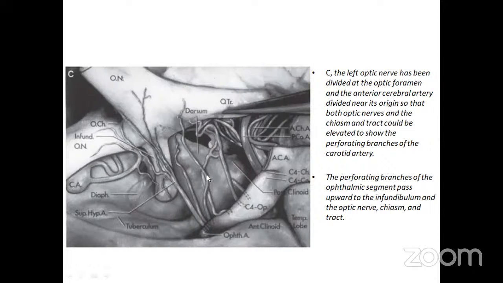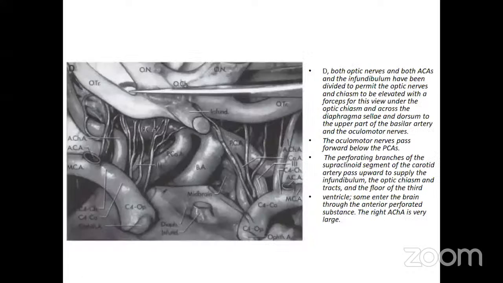The perforating branches of the ophthalmic segment, as we can see here, go upward to the infundibulum, the optic nerve, chiasm, and tract. These are the perforating branches. This is the optic nerve, optic chiasm, optic tracts. These are going to supply, as we have discussed previously, all these structures.